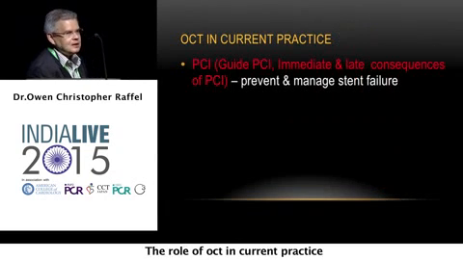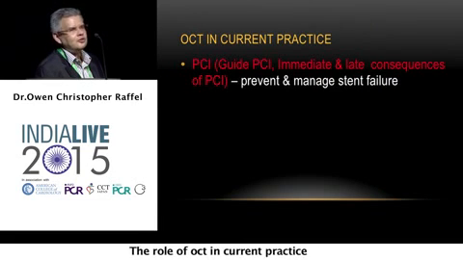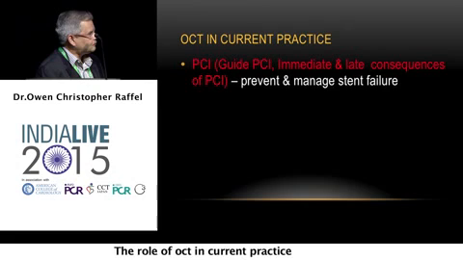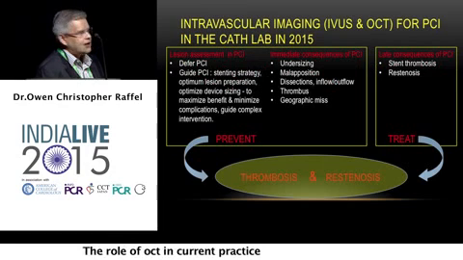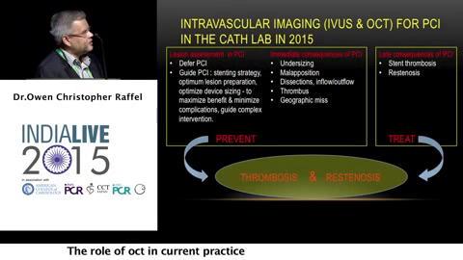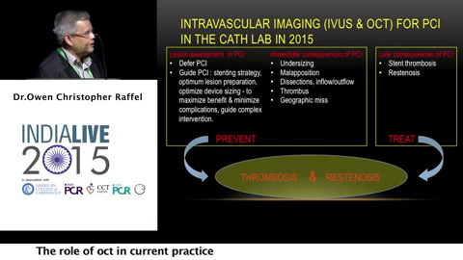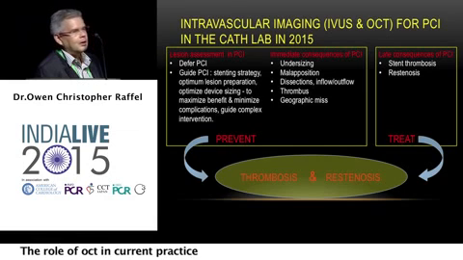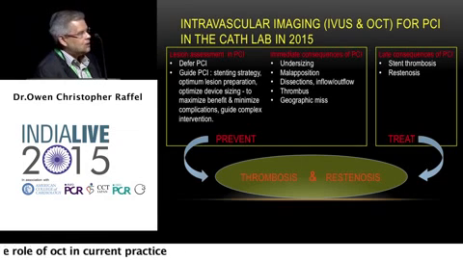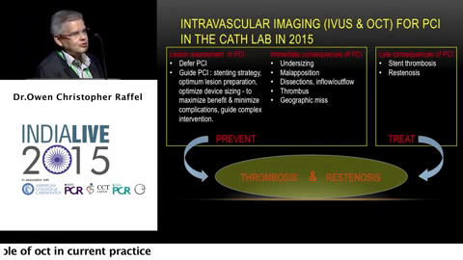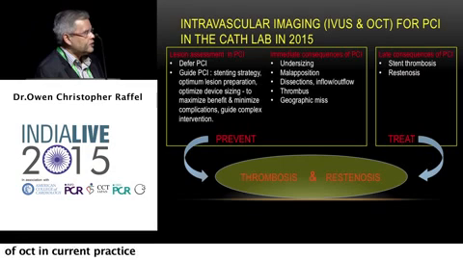Then we go to OCT in our current practice in the context of PCI, and this is where I suppose there is most interest. And basically we do this really to prevent stent failure, thrombosis and restenosis by assessing the lesion, look at the stenting strategy, optimum lesion preparation, device sizing, really to maximize benefit and minimize complications, and of course to guide complex lesions. We can also look at the immediate consequences of PCI, undersizing, malapposition, dissections, thrombus, those little hazy shadows, all really to prevent this. And of course, once this happens, we can use intravascular imaging to try and treat it.